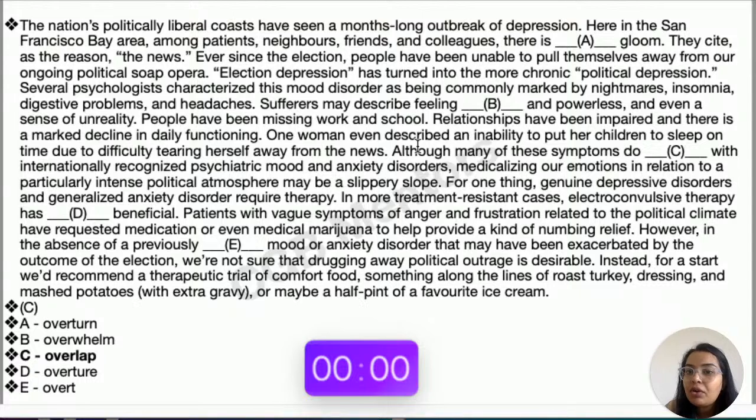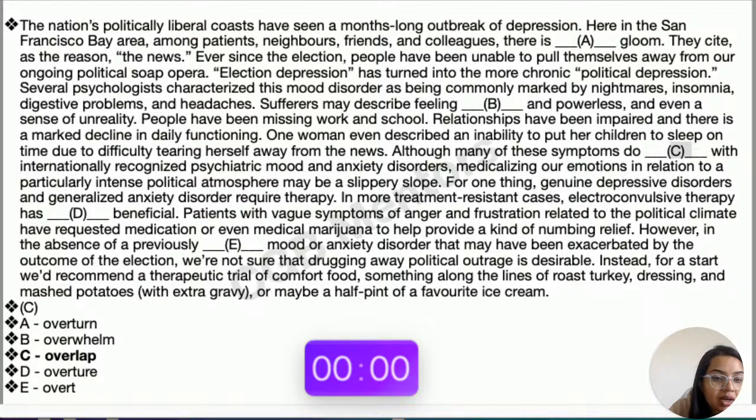Then you have to read. I'm not reading everything because I want to give you more questions. So, although many of these symptoms do dash with internationally recognized psychiatric mood and anxiety disorders, so with 'with', the C word should come. Overturn with, overwhelm with does not work. Overt, overture have no use here. Okay, so overlap it is. These symptoms are very much similar to the mood and anxiety disorders. So overlap had to be used there.